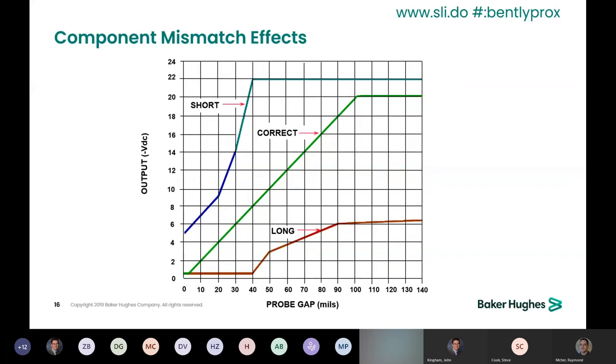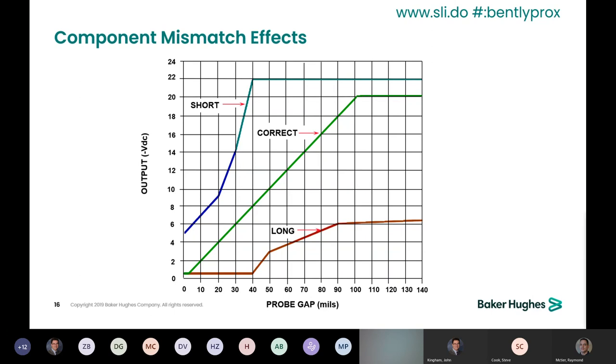Component mismatches. If the performance graph does not fall within the specified limits, for example, the linear range is less than 80 mils, or the scale factor is outside of the plus or minus 13 millivolt per mil tolerance, the first possible reason may be that one of the system components is mismatched. The probe, extension cable, or the proximeter is mismatched in the electrical length, making the overall length too long or too short. The graph above shows effects of having a mismatched system.